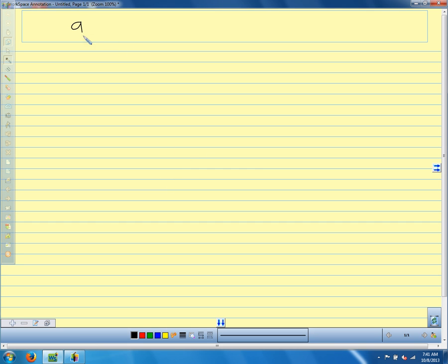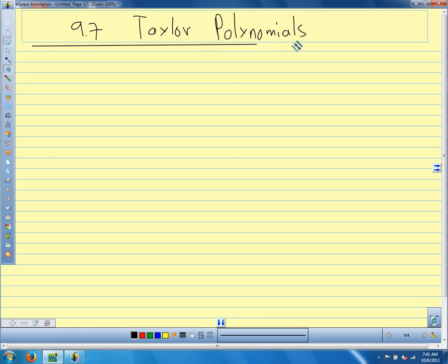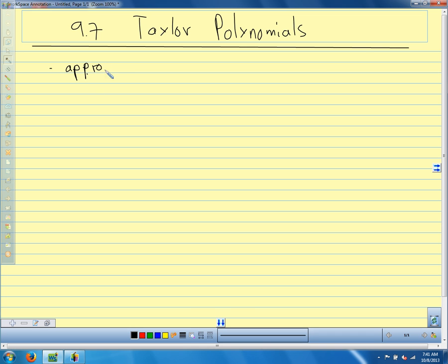All right. We're in section 9.7, and we're talking about Taylor polynomials. So what we want to do in this section is develop a procedure for approximating functions with polynomials. Why would we want to approximate with polynomials? What's the benefit of approximating with polynomials?